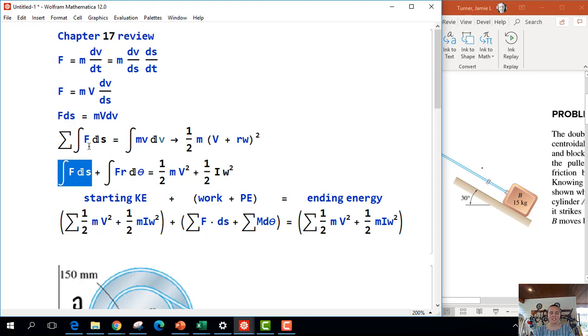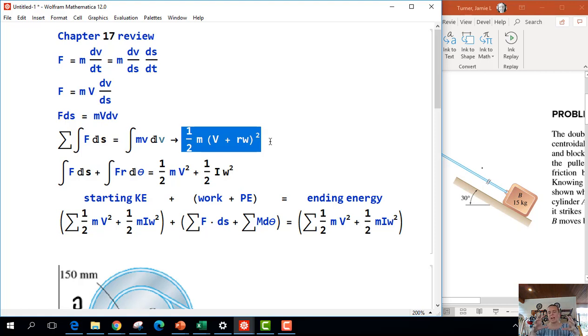Anything that is not changing velocity, ignore it, but draw a free body diagram and keep track of any force that is changing your velocities. For your energies, we're looking at all the 1/2 mv squared terms. For an object that has both translational motion and rotational motion, you're going to define that velocity as a combination of translational and rotational motion.